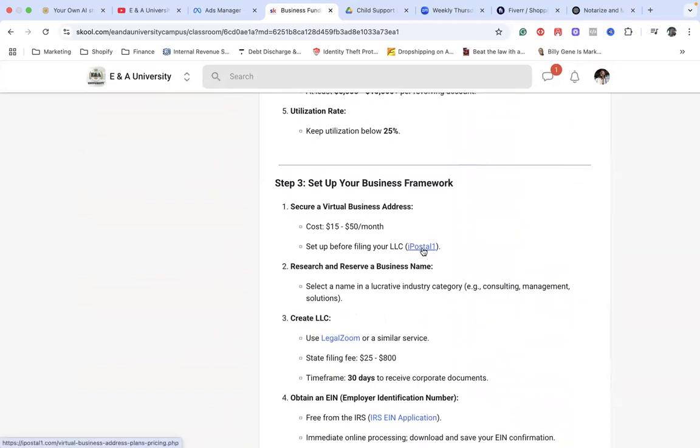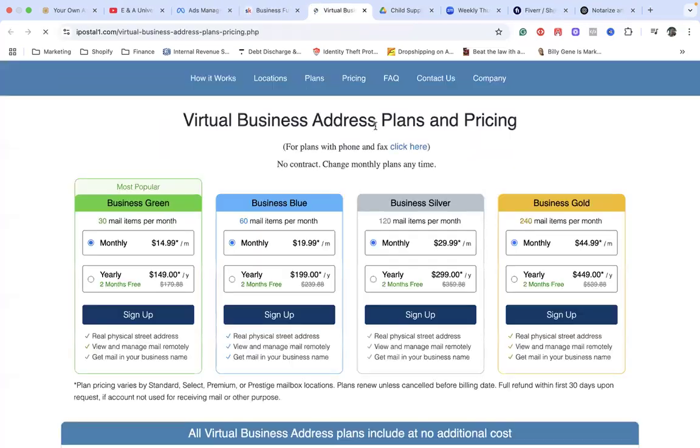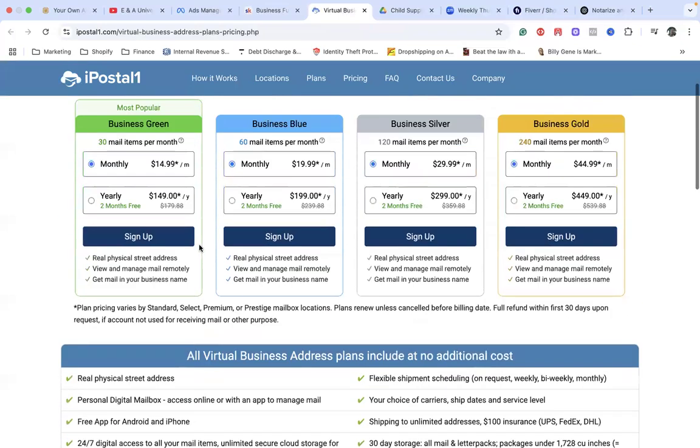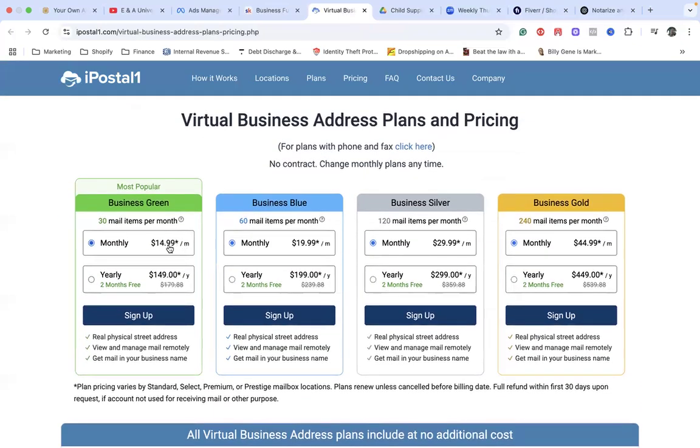Okay. Now, in this step 3 section, we're going to click this link. These are all active links. So we're going to click on iPostal, and I'm going to show you exactly what to do. So you're basically going to go and sign up for the $14.99 a month plan, which is the green plan.